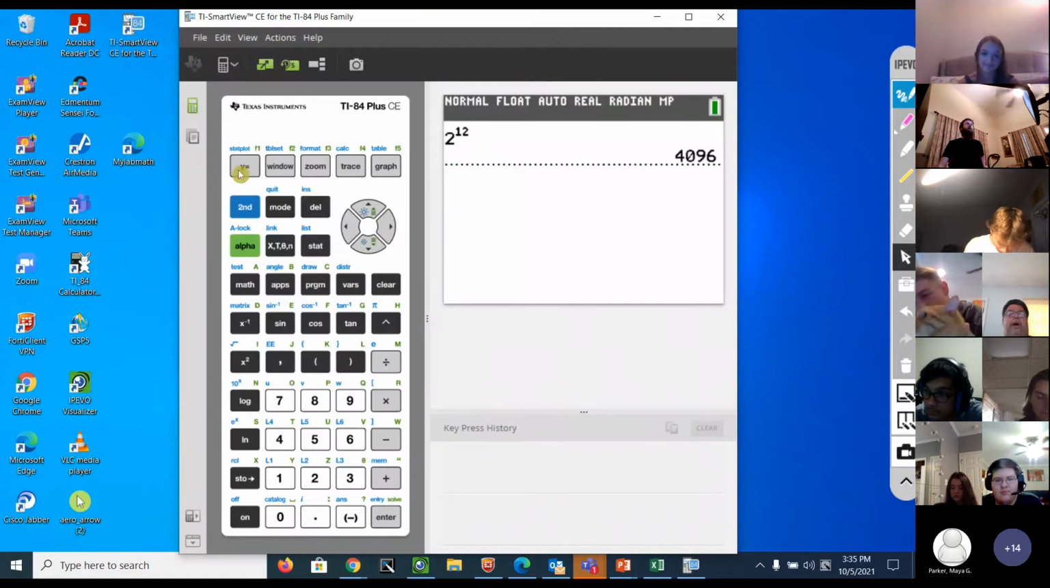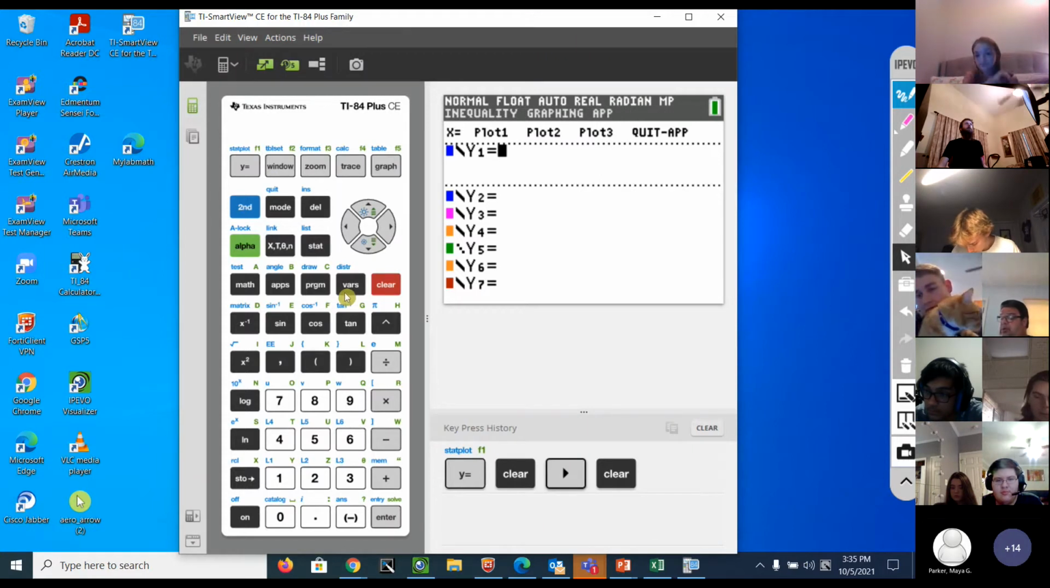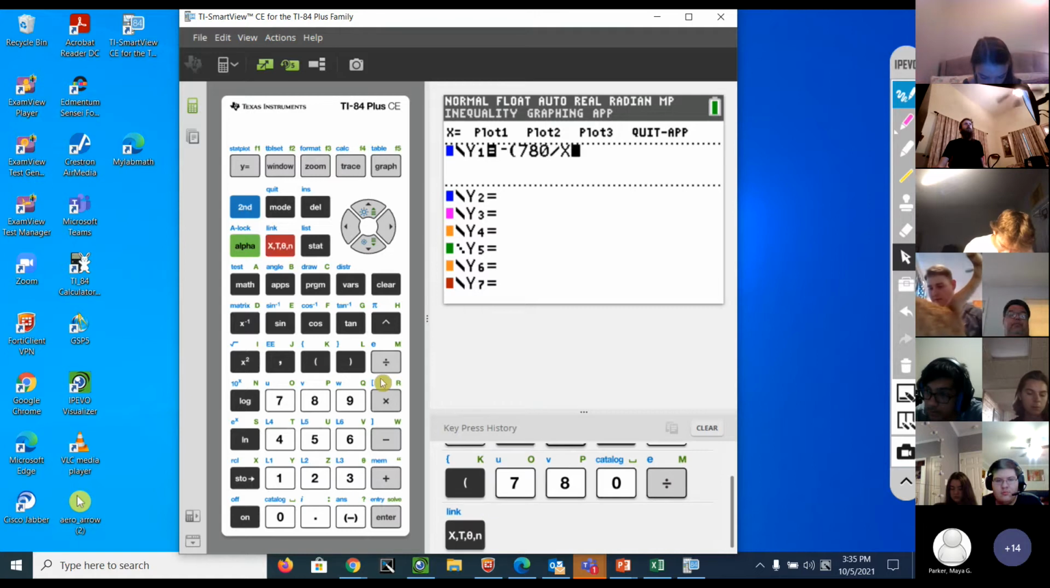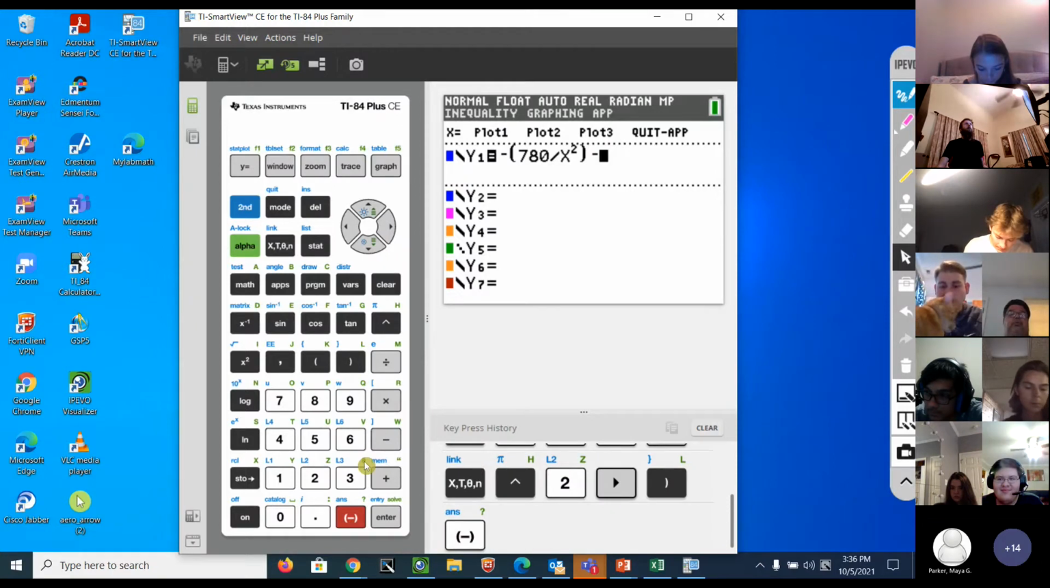So here we go. Y is equal to, clear. Let's go with negative, parentheses, 780 over x squared, close parentheses. What are you doing, dude? Get out of my way. My cat is on my desk. Minus 0.062.